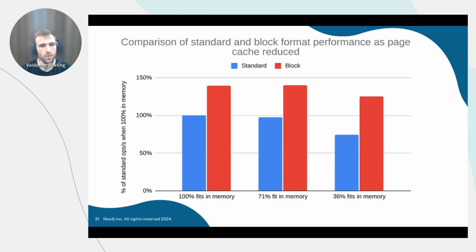And when only almost a third of the store is in memory, you can see that there's a significant drop in performance of the legacy format. Block format also sees a cost here because reading from disk is always going to be slower than reading from memory. But we can note here that block format at 36% in memory is still faster than what the legacy format has at 100%. So this is exactly what we wanted to see.